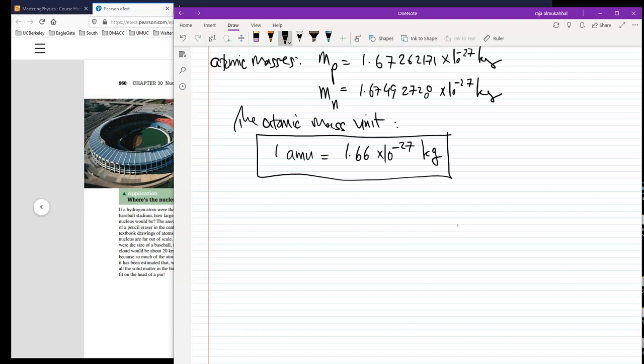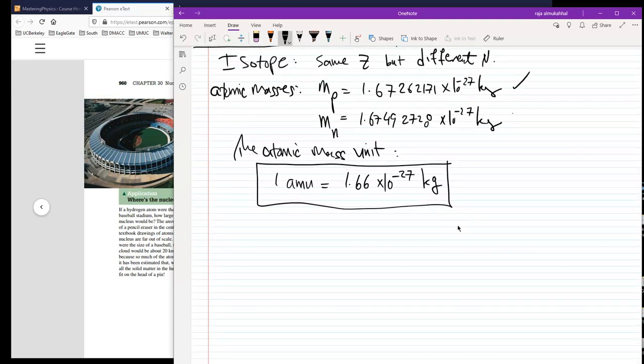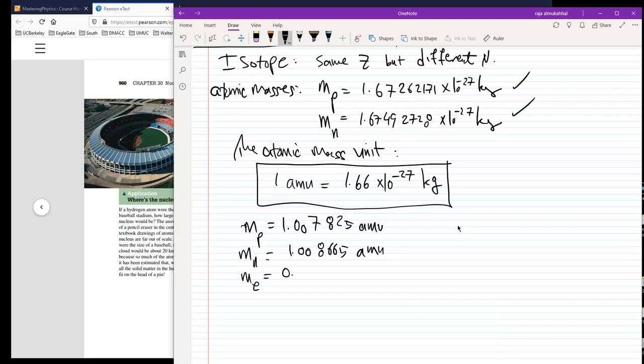So if I look at the masses of the protons and neutrons, and I want to convert them to atomic mass units, it turns out that the mass of the proton is equal to 1.007825 AMU, and the mass of the neutron is equal to 1.008665 AMU, and the mass of the electron is equal to 0.0054858 AMU.